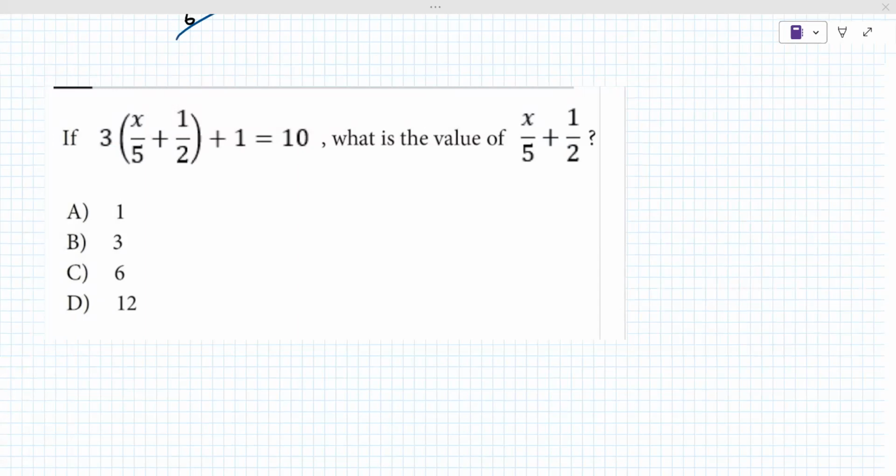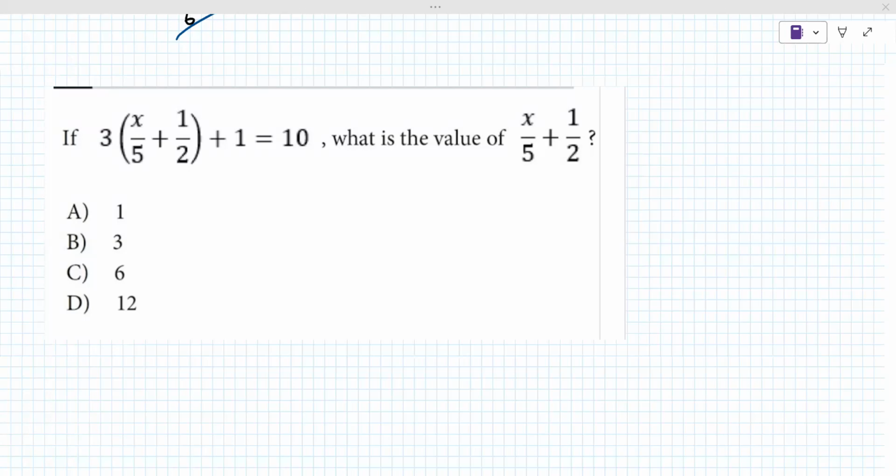1 equals 10, that makes that a 9. Divide 9 by 3, make that equal 3. Okay, 1 plus 1/2, I need to make that 2.5. What could 2.5 be? Well, okay, 5, 10, 15.